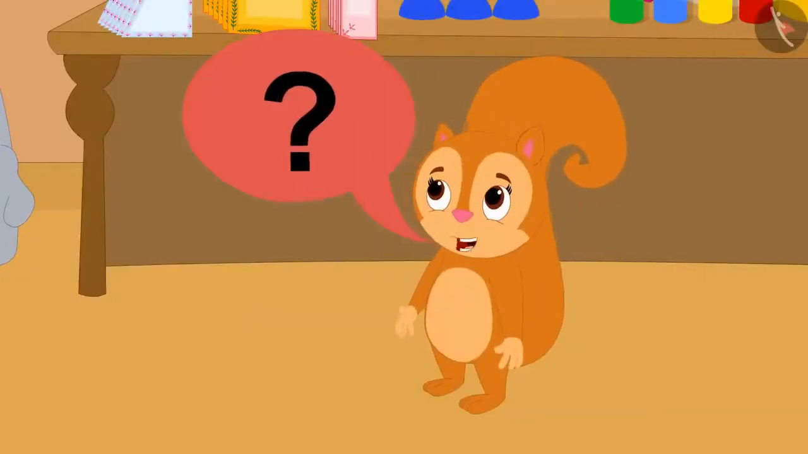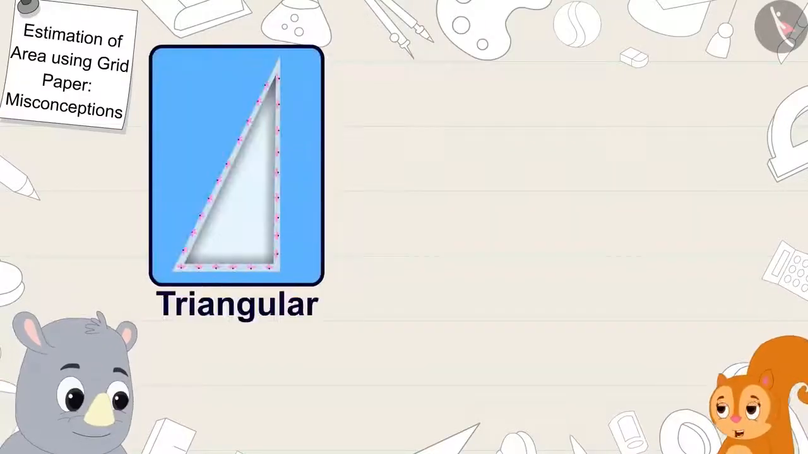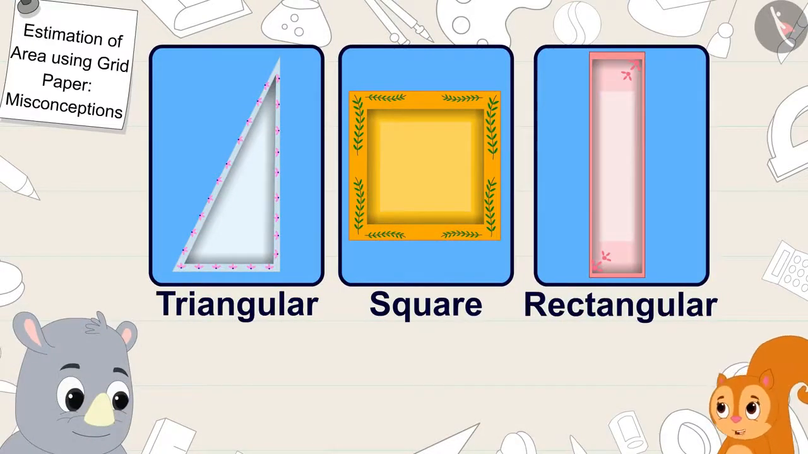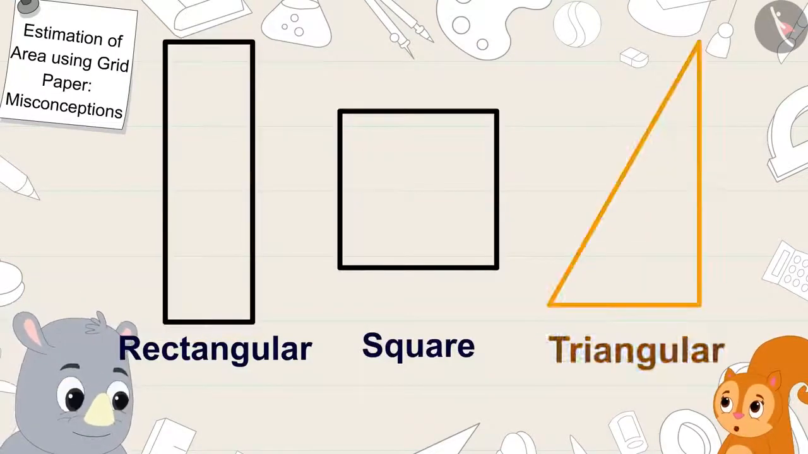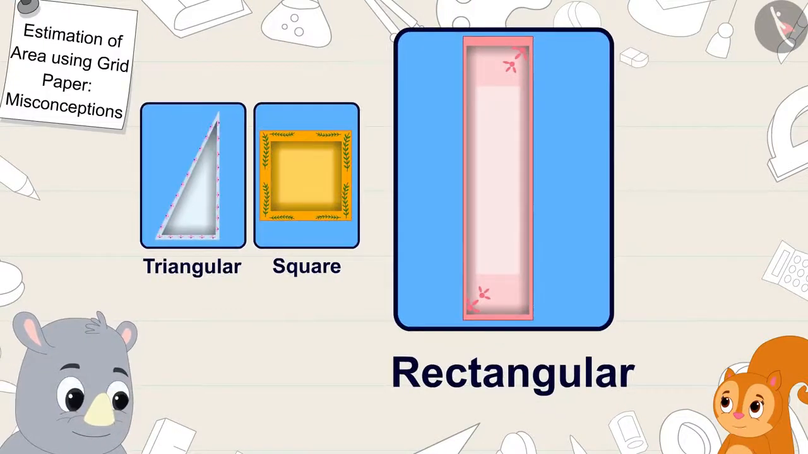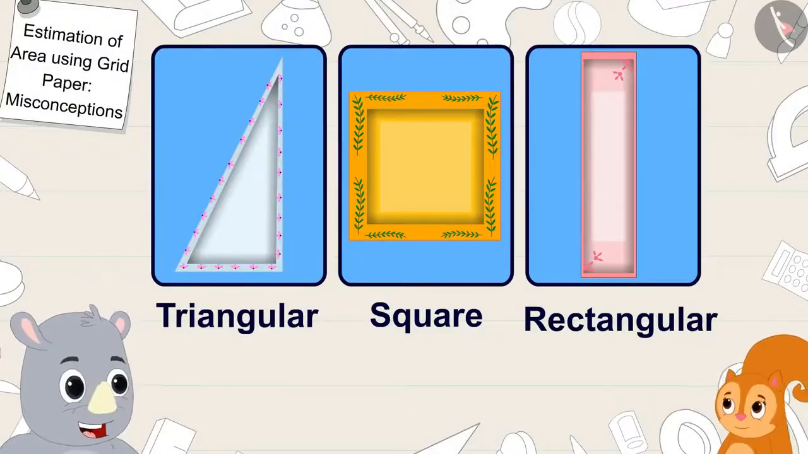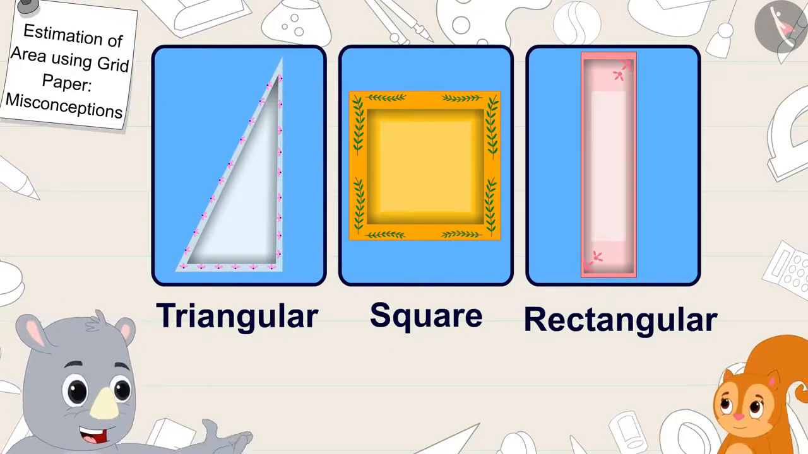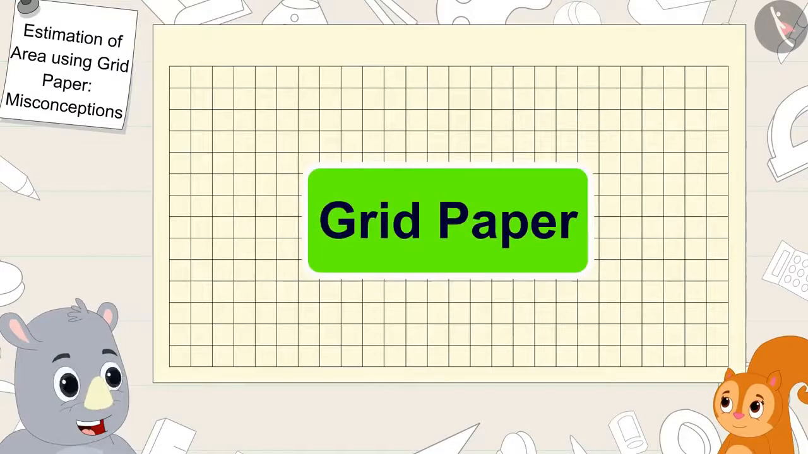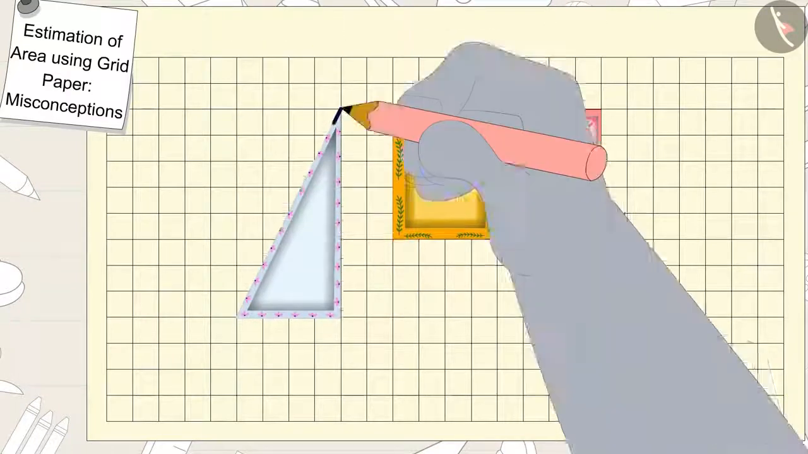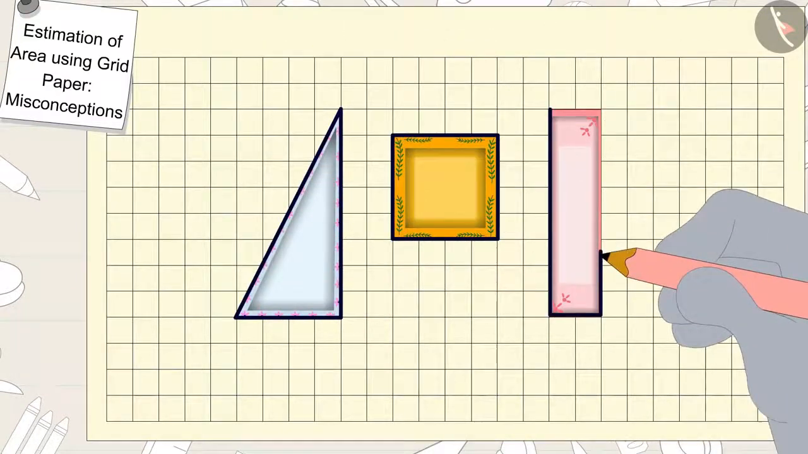But how is that possible, Gaggu? This plate is triangular, this one is square-shaped, and this plate is rectangular. Because rectangle is bigger than square and triangle, the rectangular plate is bigger than both these plates, Chanda said to Gaggu. Gaggu laughed and said, No, Chanda, come, let me explain this to you using this grid paper. After saying this, Gaggu used a pencil to trace the outlines of the 3 plates onto the grid paper.